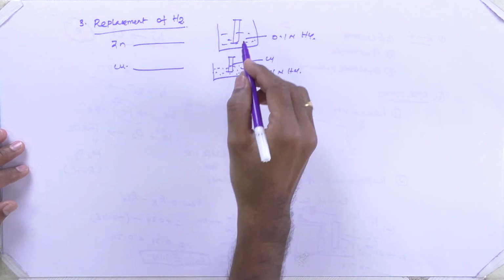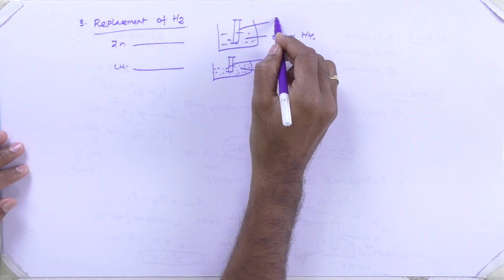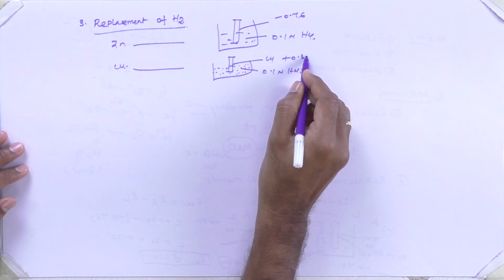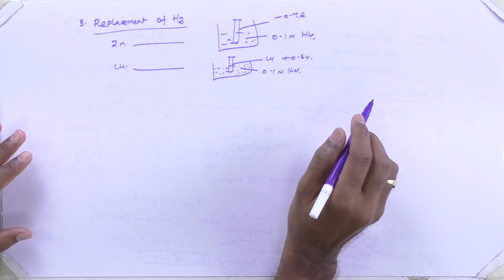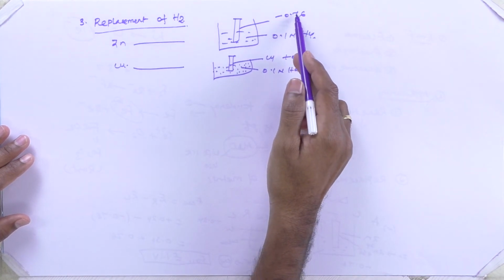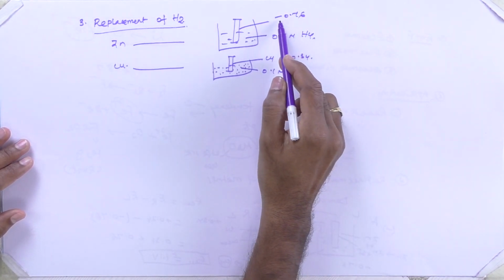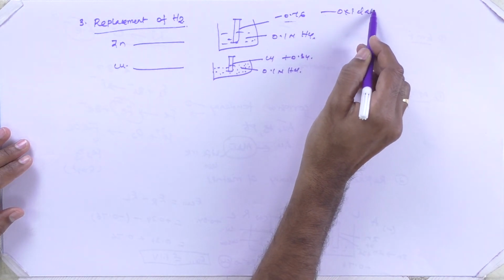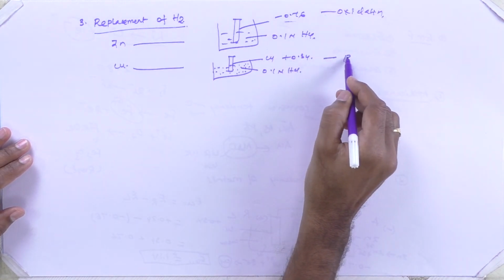Basically, when you look at the reduction potential value of zinc, it is going to be minus 0.76, and for copper it is going to be plus 0.34. Now we all know that, according to the reduction potential value, the metal which has a negative value must undergo the oxidation process. As a result, zinc undergoes oxidation and copper will undergo the reduction process.